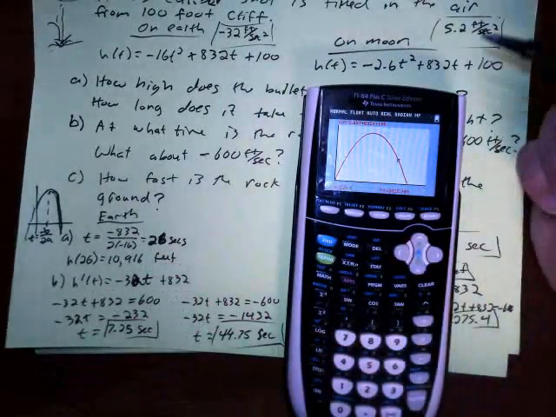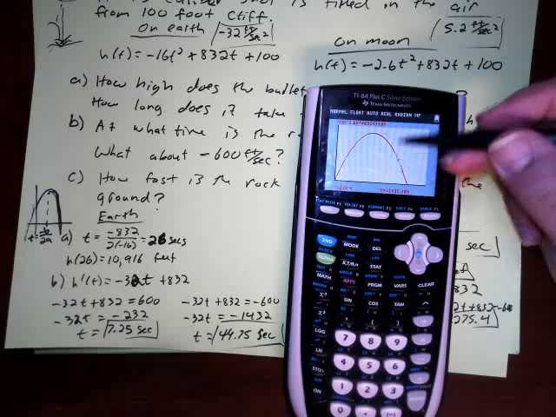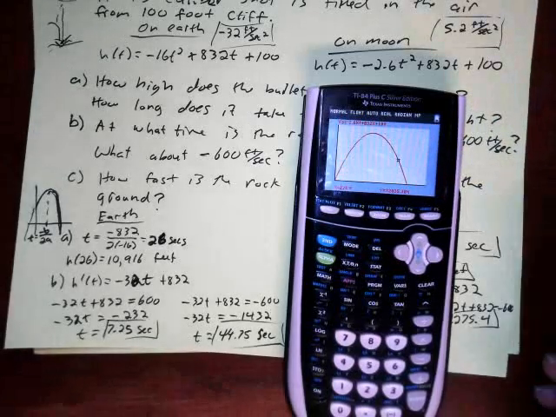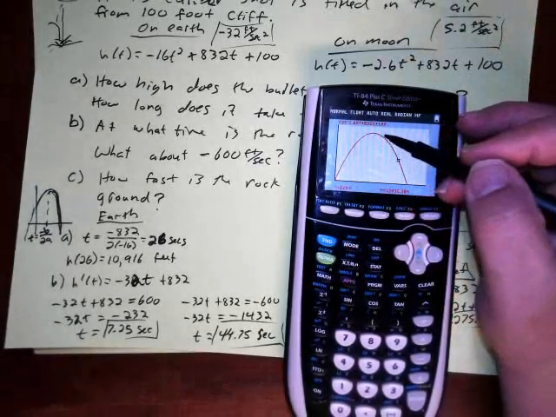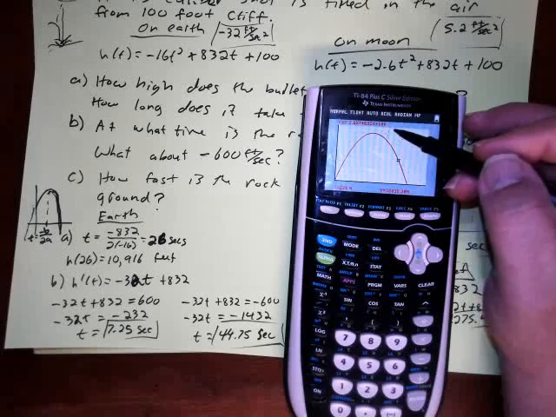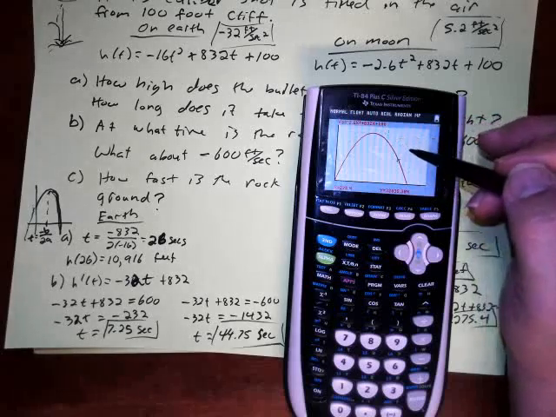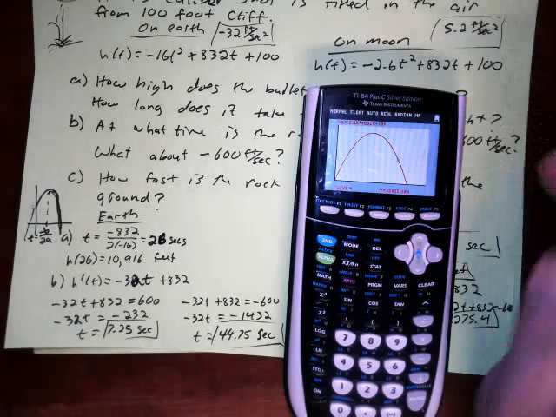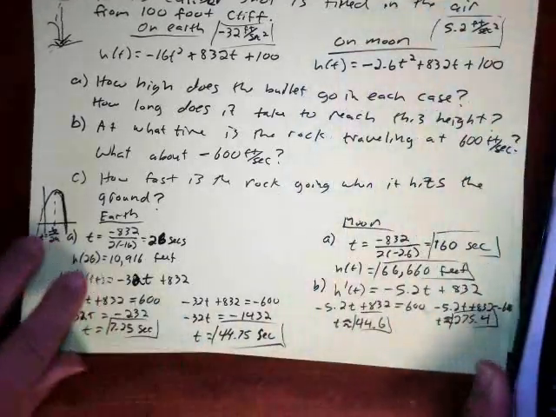275.4. And then you can see that's on the other side as it's going down. Okay? So the rock decelerates to 0, pauses for an instant, and then starts headed back down, and it speeds up as it goes back down.